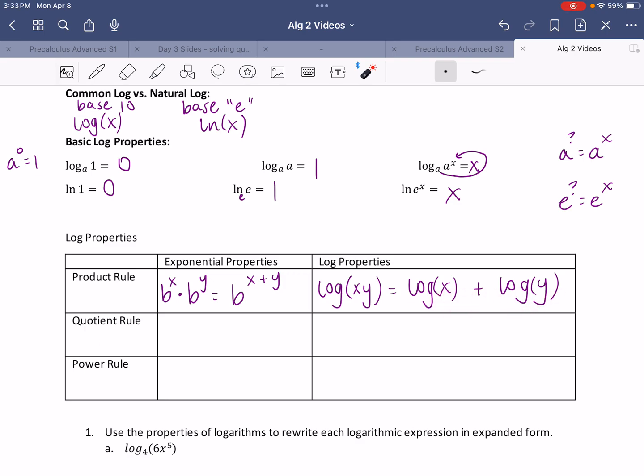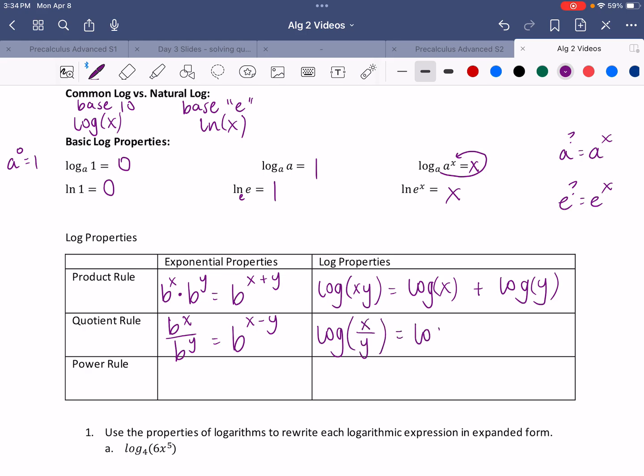In the quotient rule, think about what we've done before with exponential functions. B to the x over b to the y. If I see division, then I'm using subtraction for my exponents. So in my log, if I see division of my argument, I'm going to take the log of the numerator and subtract the log of anything in the denominator.